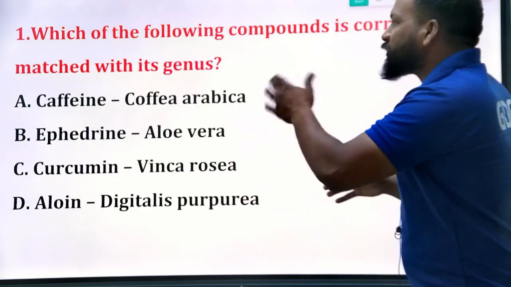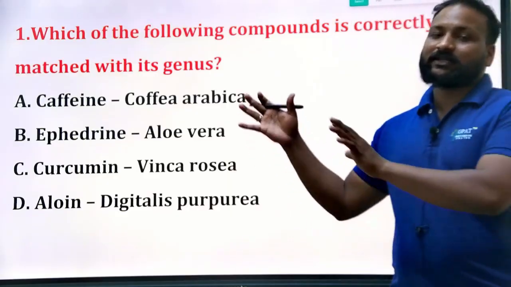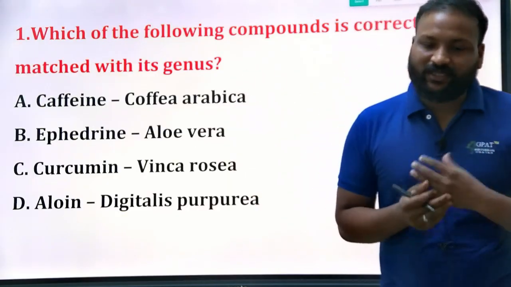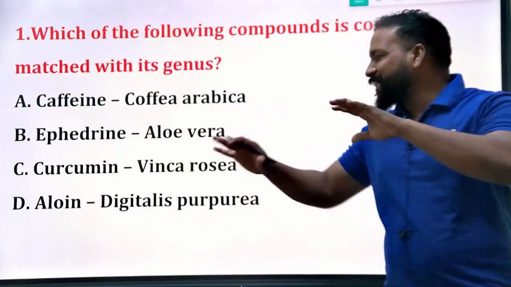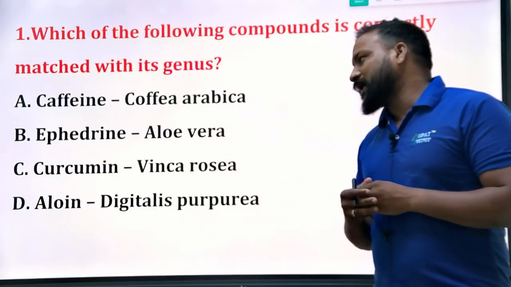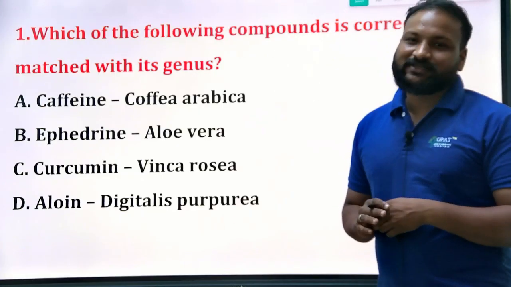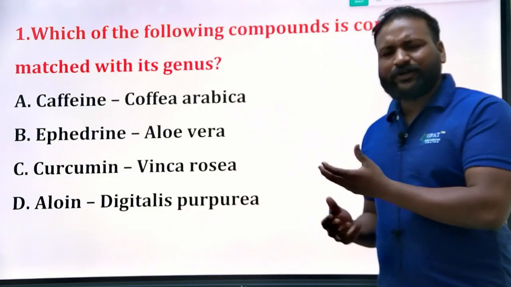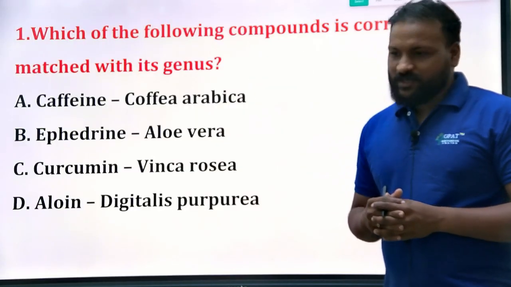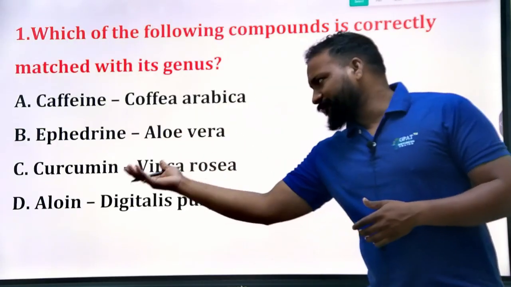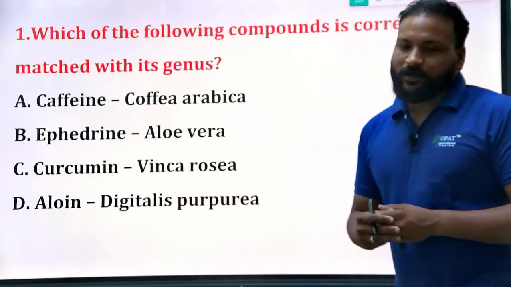Which of the following compounds is correctly matched with its genus? Option A, caffeine from Coffea arabica. B, ephedrine from Aloe vera. C, curcumin from Vinca rosea. And D, aloin from Digitalis purpurea. What is the right answer according to the chemical constituent and the plant name itself? Ephedrine from Aloe vera, no. Curcumin from Vinca rosea, no. Aloin from Digitalis purpurea, no, not at all.